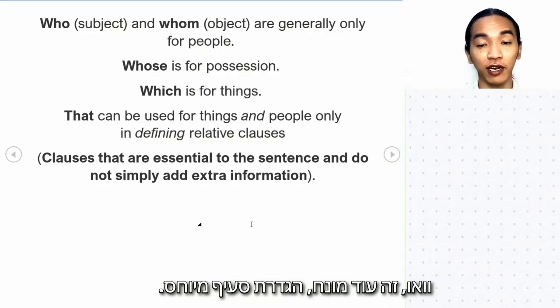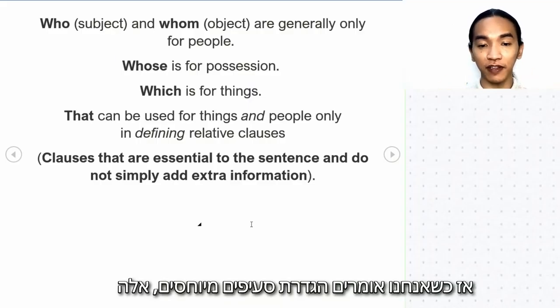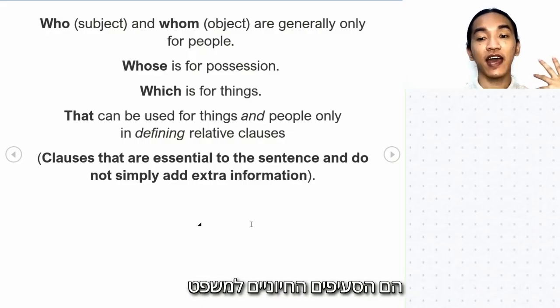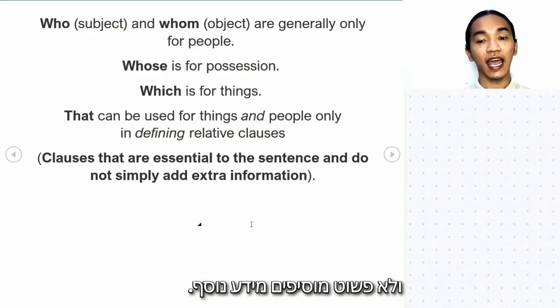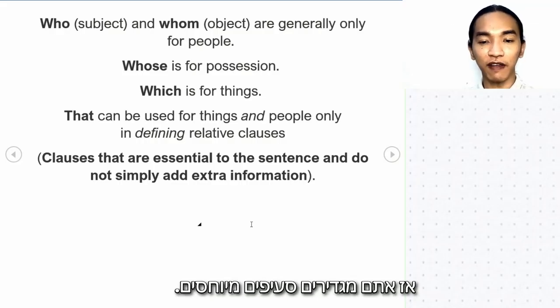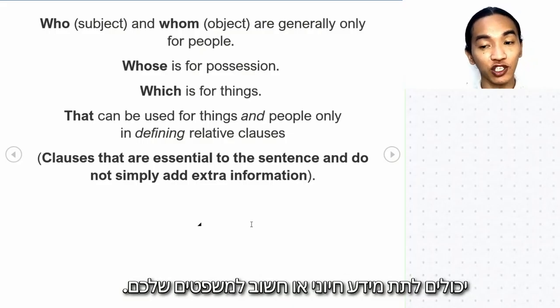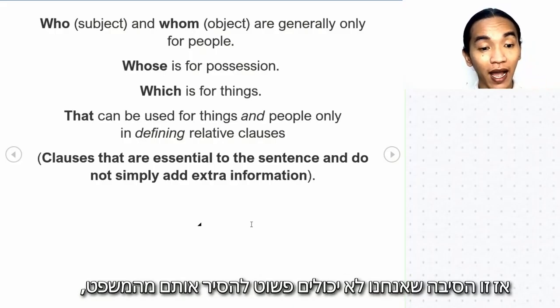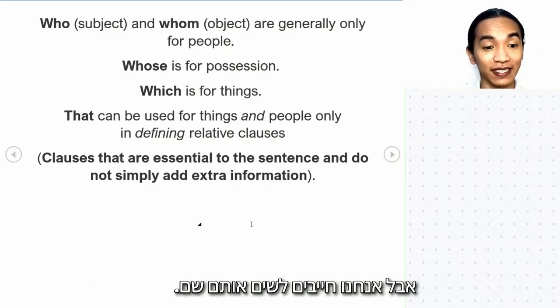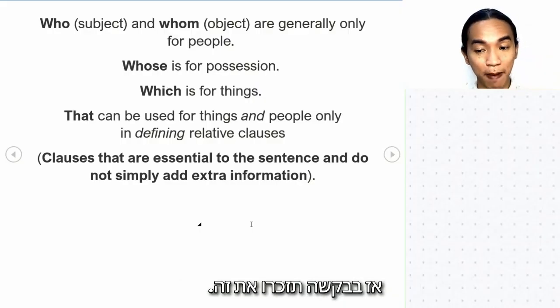Wow, that's another term: defining relative clause. When we say defining relative clauses, these are the clauses that are essential to the sentence and do not simply add extra information. Remember that. Defining relative clauses are an important part of the sentence and give essential information to your sentences. That's why we cannot simply remove them from the sentence, but we have to put them there. So please remember that.